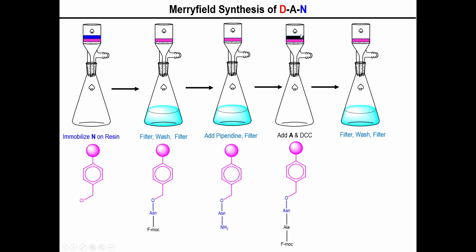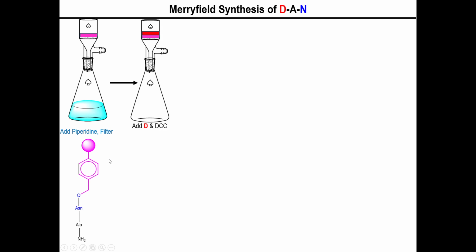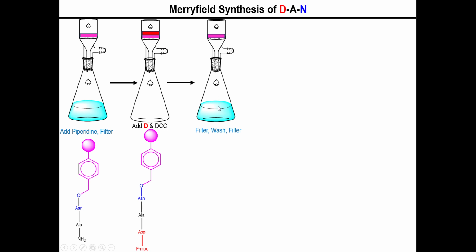So you just wash that, you filter it, you wash it, and once that happens you can add piperidine to remove the FMOC group of alanine. And once again, you filter that material after the required time, you wash it and you filter that as well. And now you're ready to add to the solid support the first amino acid of the sequence along with DCC. So you add those two components together. You let it react for the required time, which will now install aspartic acid onto the amino group of alanine. So then you filter that, you wash it, you add water, you wash it.